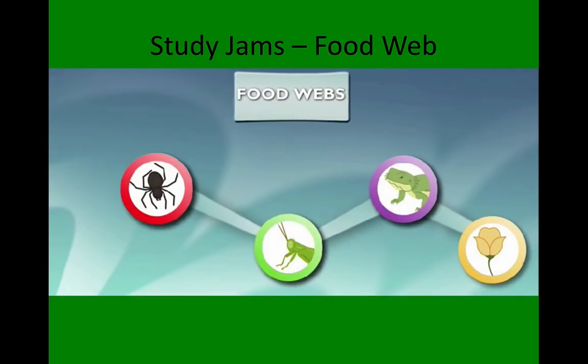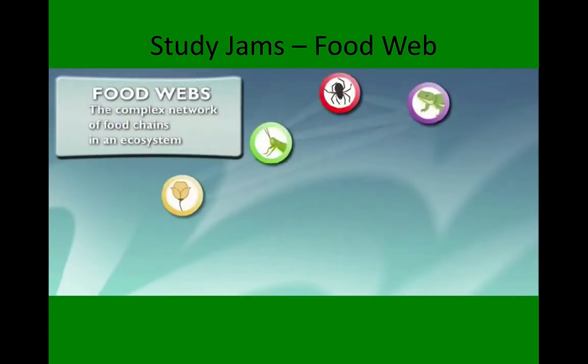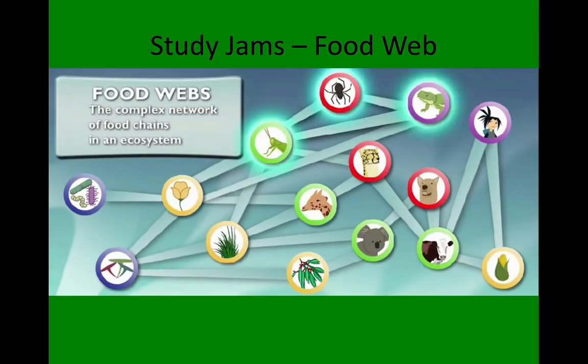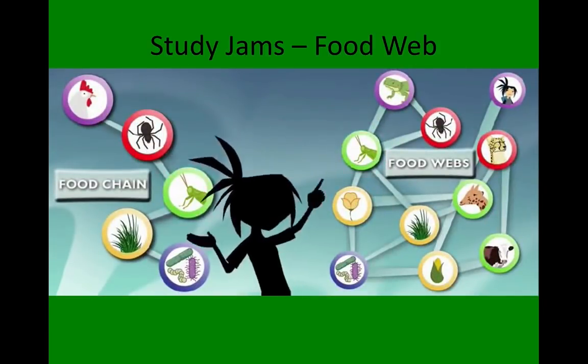RJ, what is a food web? A food web is a complex network of food chains in an ecosystem. It's like a web that shows how the food chains in an ecosystem are all connected. Rhino and the spider both eat crickets, so their food chains overlap. They're both part of the same food web. So animals in a food web can eat the same foods, like crickets?